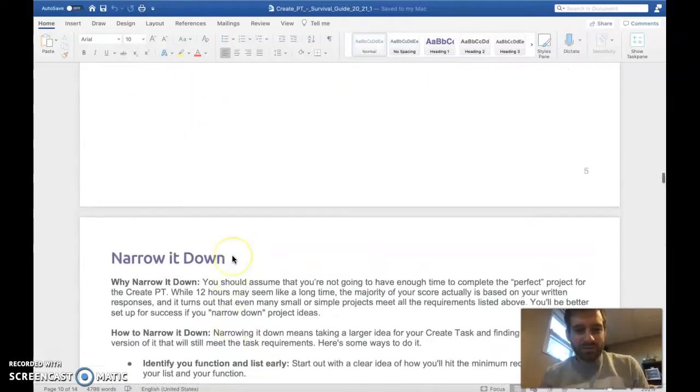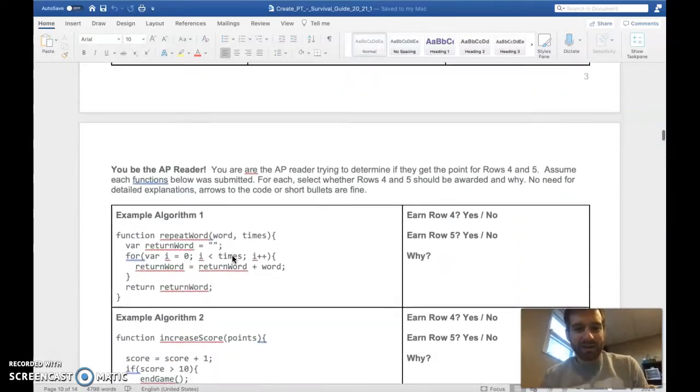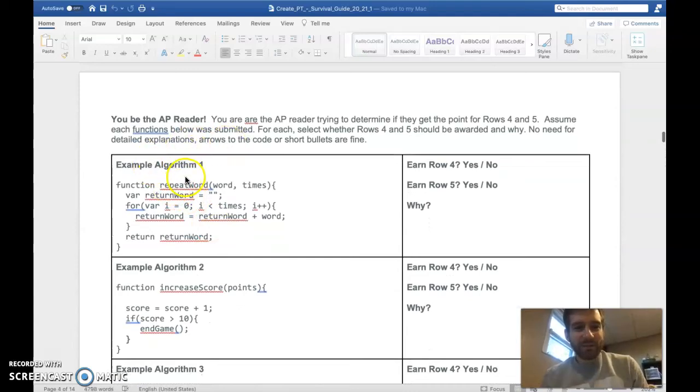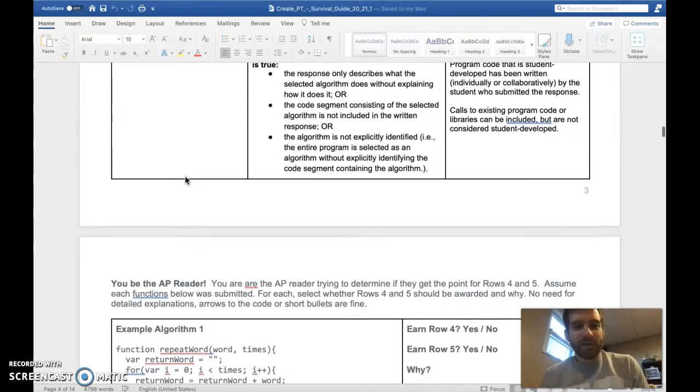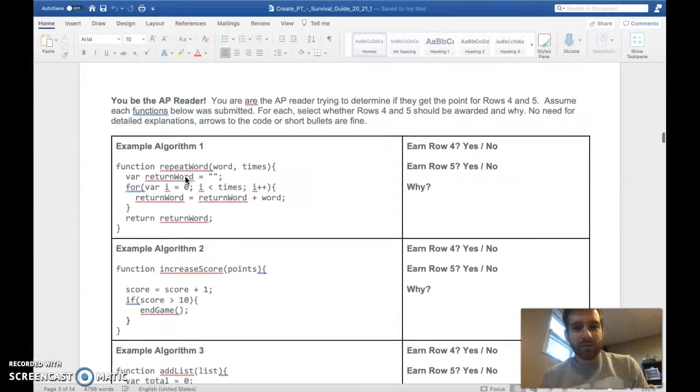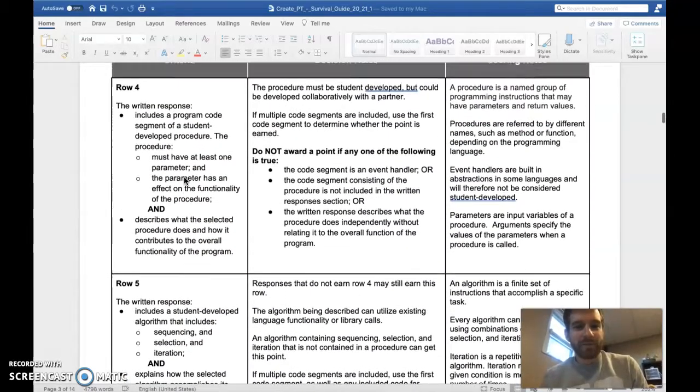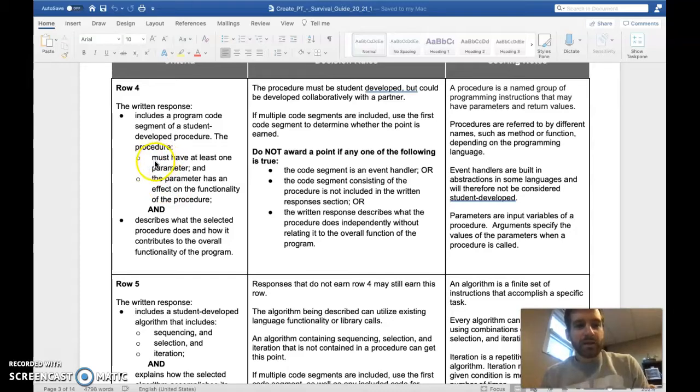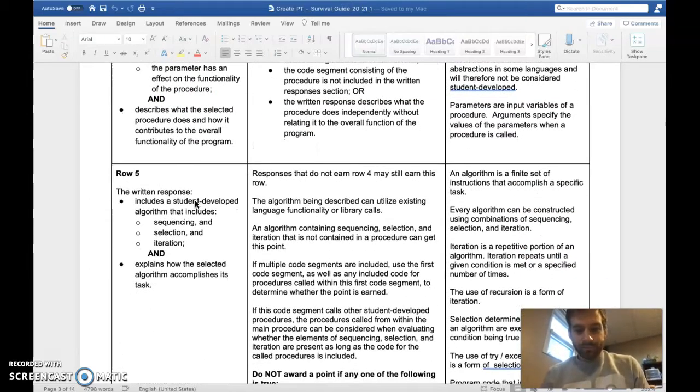Just looking at this practice that we did earlier. They have an example of an algorithm here, and we looked at what qualifies. These were based off of rows 4 and 5 when you're grading. You can read through these written responses again, but basically what we're looking for is that your first selection must have at least one parameter, and a parameter has an effect on the functionality of the procedure. So remember, when they say procedure, we think function. But if we look at the requirements for row 5, you're going to notice that they're pretty much the same.